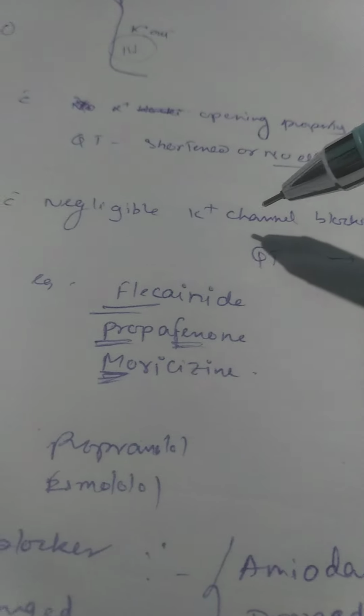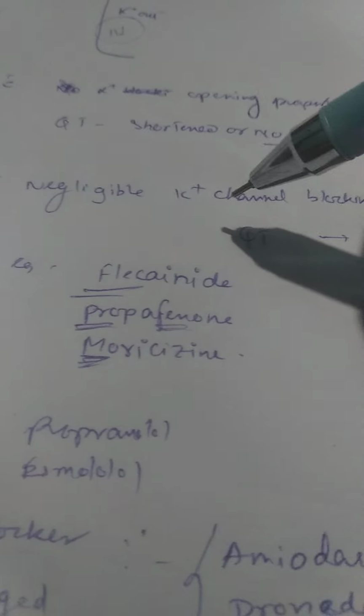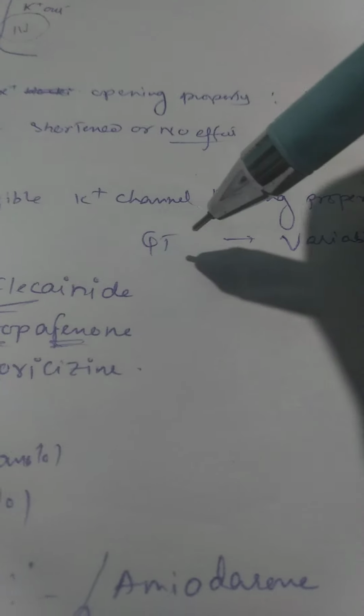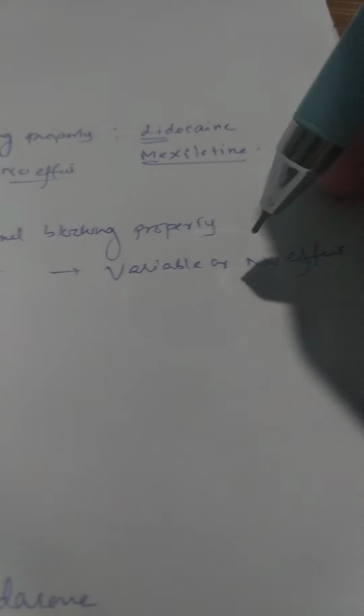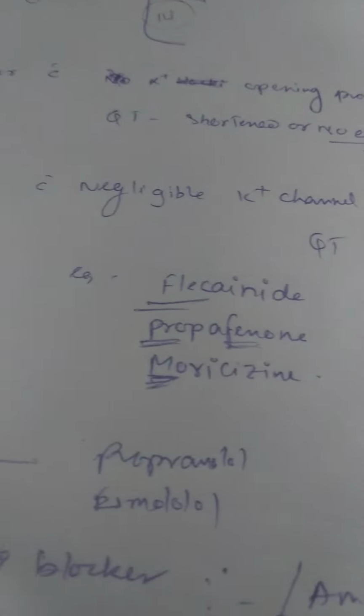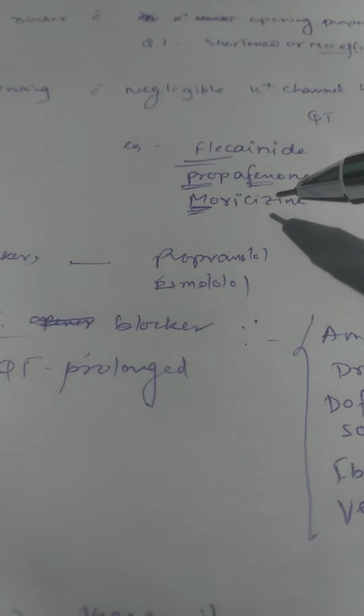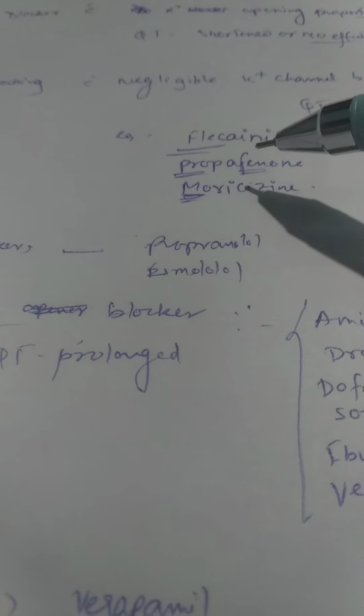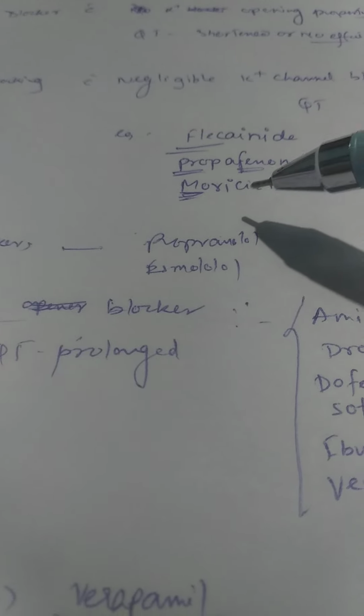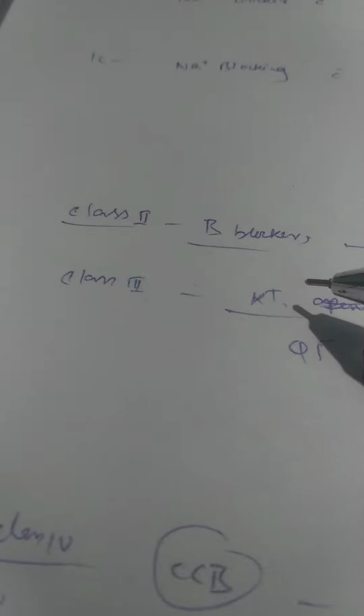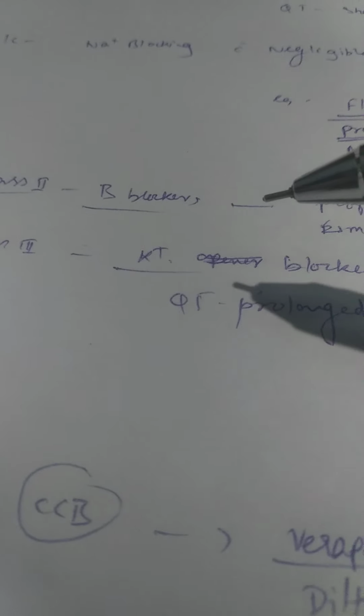Class 1C drugs are sodium channel blocking with negligible potassium channel blocking property. QT is variable or no effect. Class 1C drugs are very important: flecainide, propafenone, and moricizine. Then guys, class 2 drugs are nothing but the beta blockers.